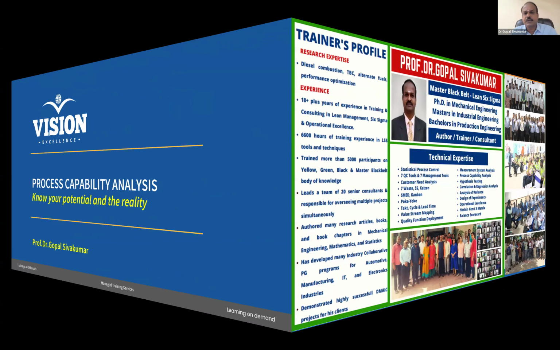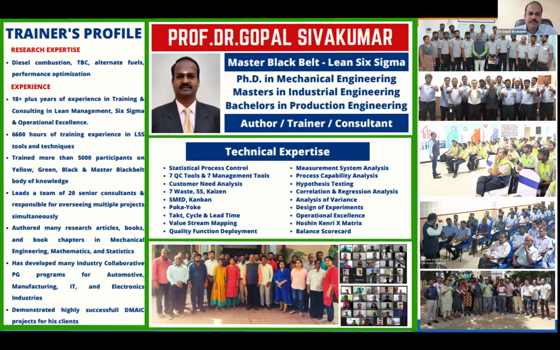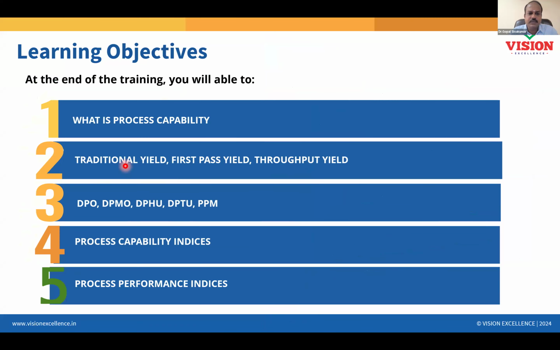So what is process capability? And the different yields, these and all basics you have already done. Traditional yield, first pass yield, throughput yield, defects per opportunity, defects per million opportunities, defects per 100 units, defects per 1,000 units, parts per million. These are all known to you. I'm not going to talk about it, but I want to talk about this process performance indices, right? And similarly, process capability indices.